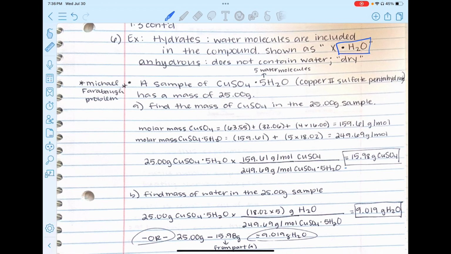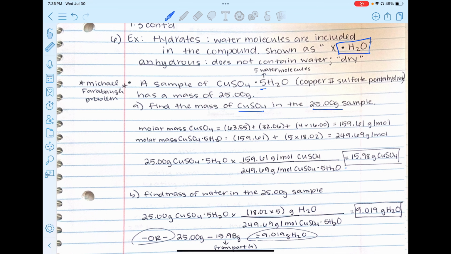So example 6 is a Michael Faribault problem from his Unit 1 notes. So he tells us that we have a sample of copper 2 sulfate pentahydrate representing 5 water molecules, and that this sample has a mass of 25 grams. And we're asked to find the mass of copper sulfate in the 25-gram sample. So we know the total mass of the whole thing, including the water molecules, is 25 grams. We want to know how much of that 25 grams is actually copper sulfate.